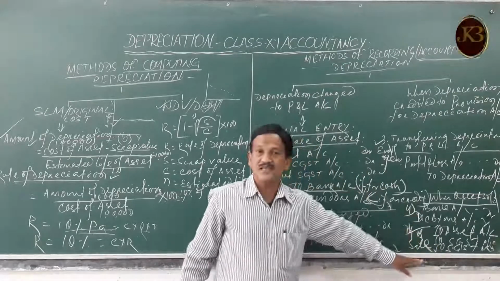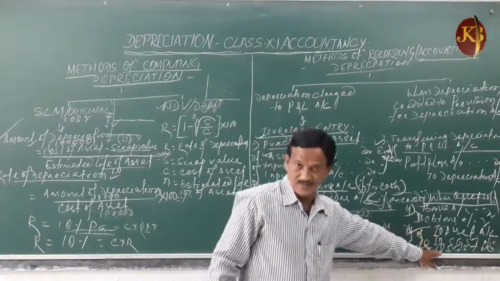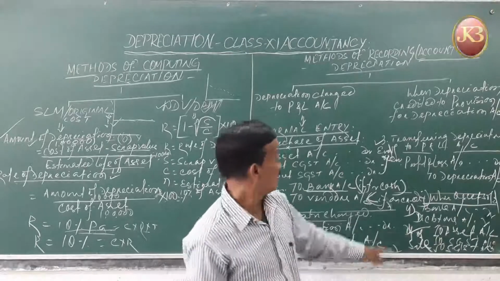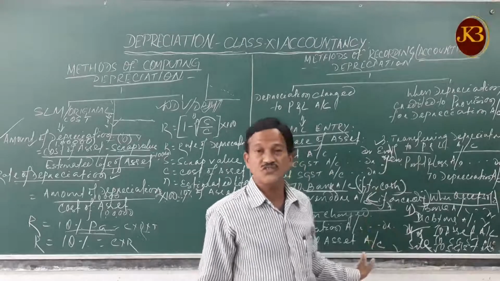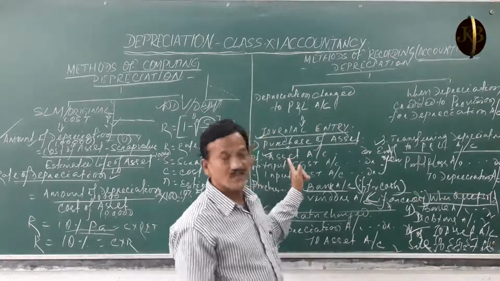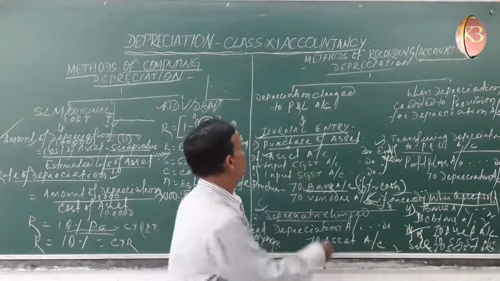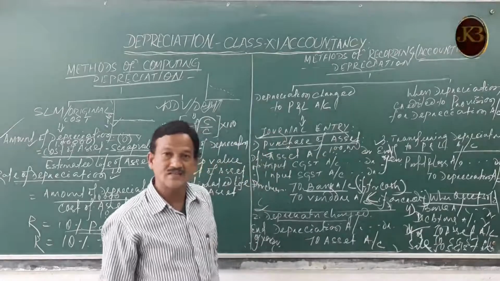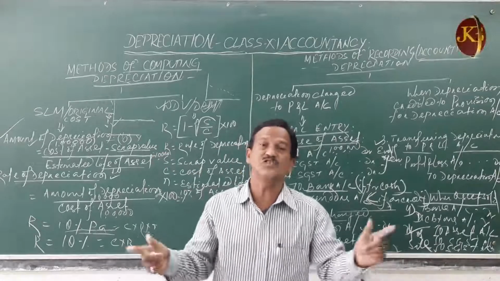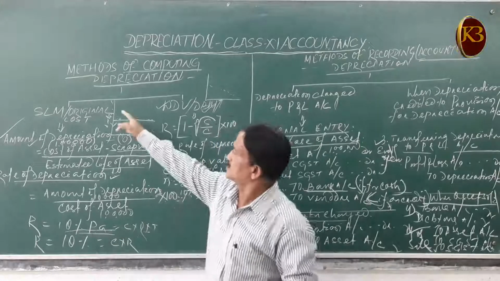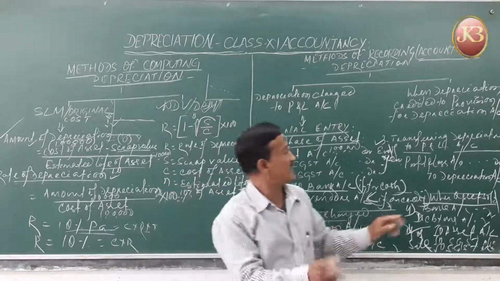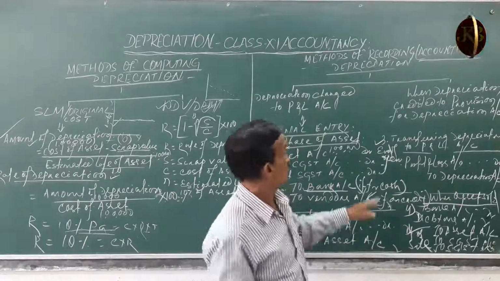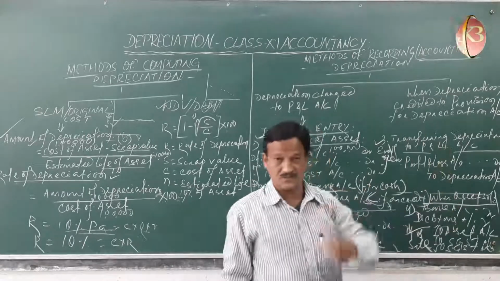So on the date of sale, you will do these entries. Then calculate the profit or loss. Till the date of sale, how much depreciation was charged, and what is the cost of the asset? Suppose the asset was purchased for 1 lakh, but depreciation is charged for 3 years, 10,000 each year on the straight line method. That means 10,000, 10,000, 10,000, so 30,000. But the sale price of the asset is, suppose, 50,000.